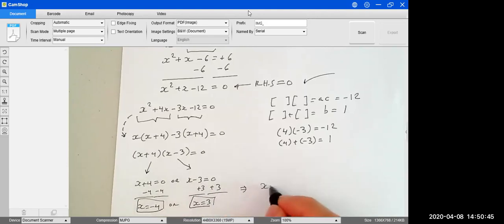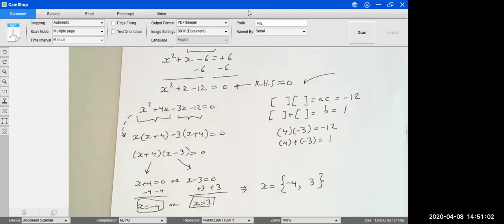So the solution is negative 4, positive 3. So that's the solution set. That's the solution written by using the set notation.